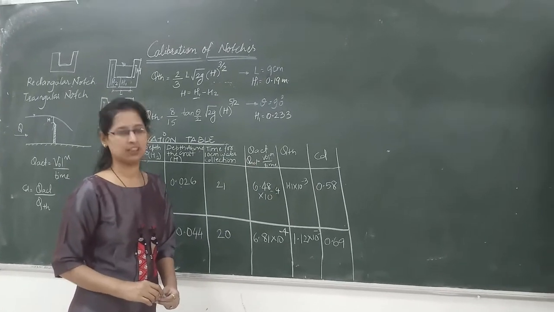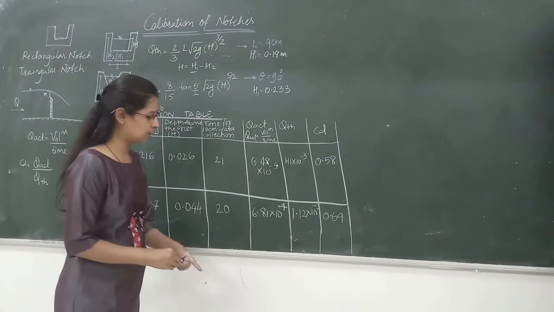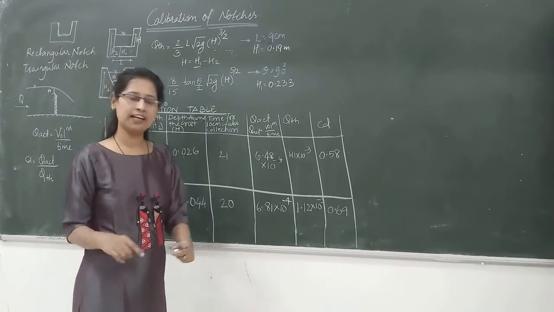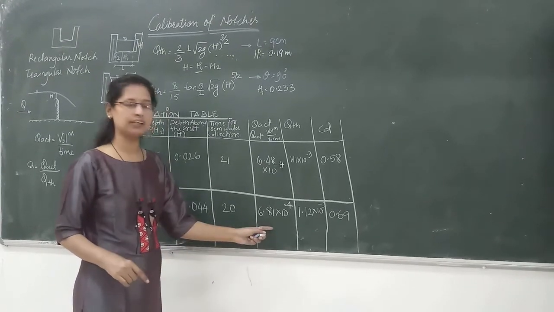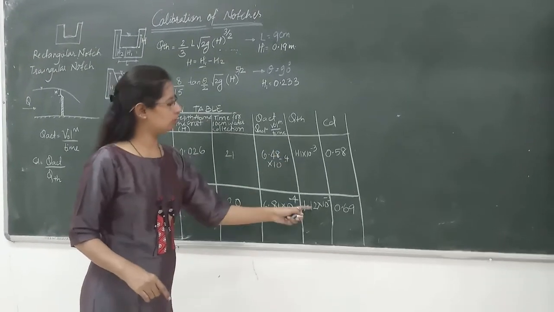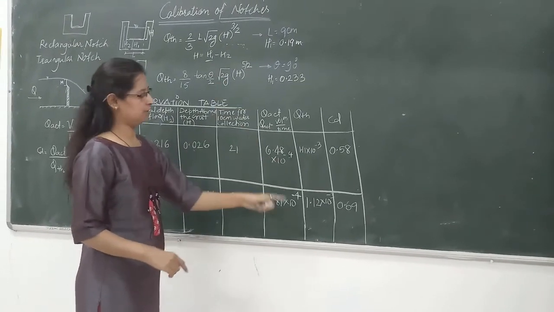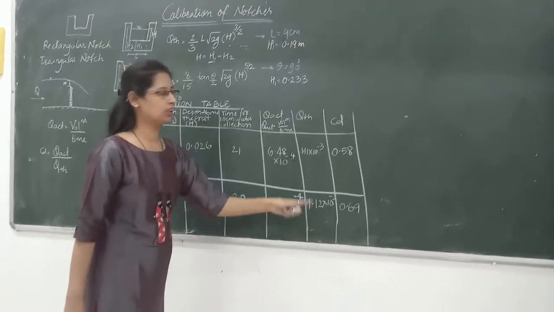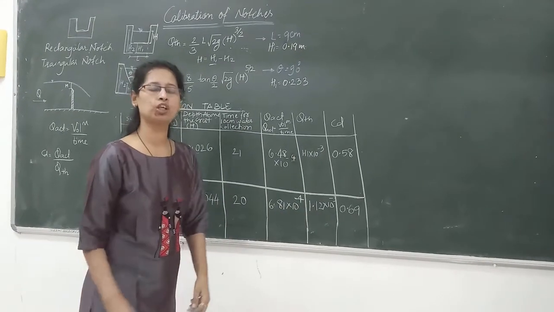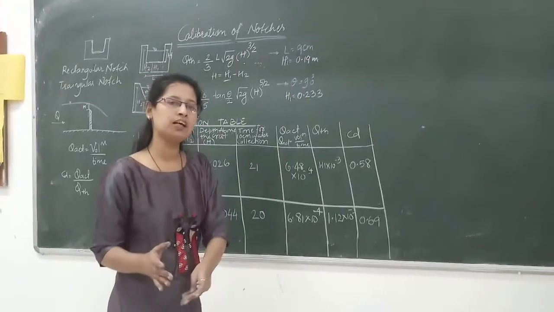Then next is the discharge. The actual discharge is measured with the help of that: the volume of the tank divided by this 20 seconds gives the actual discharge. Q theoretical, with this equation where theta is 90 degrees, we get this equation for Q theoretical, and CD is Q actual upon Q theoretical.